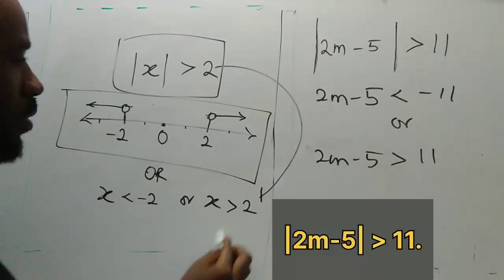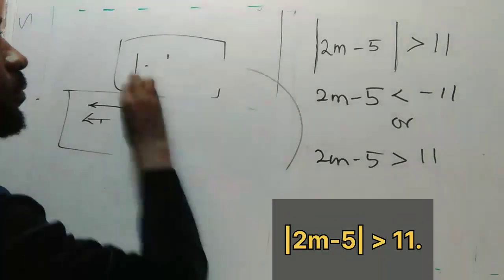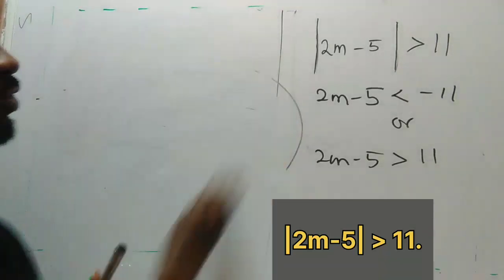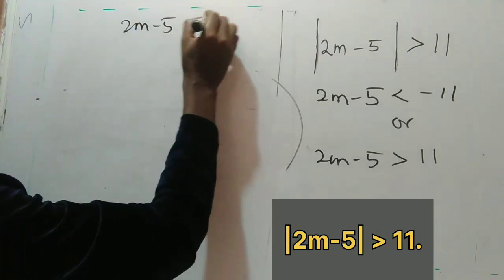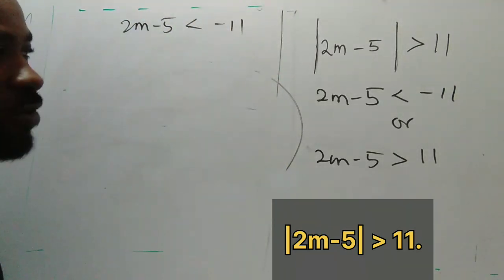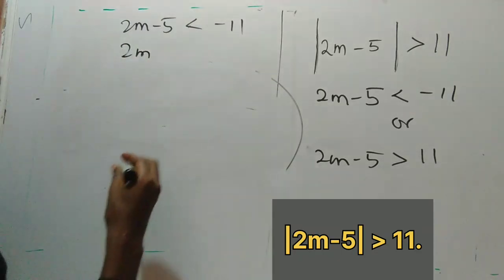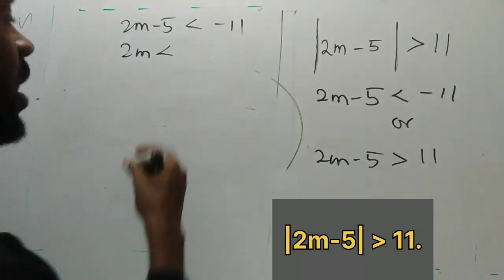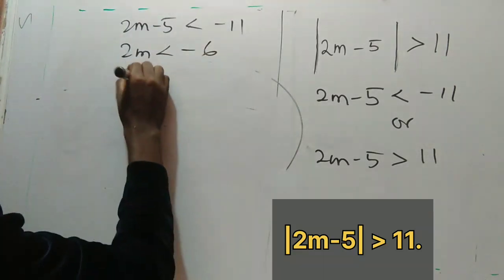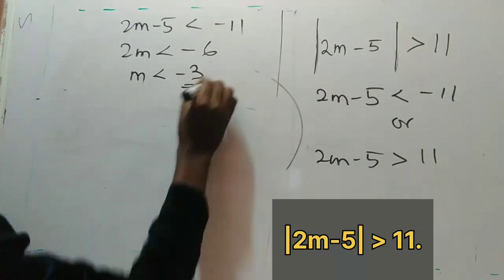So let's do that now. Let me wipe this off and then we go ahead and solve. Let's start with this. I have 2m minus 5 is less than -11. So 2m is less than, when this crosses over it becomes +5, so I'm left with -6. Therefore my m is less than -3. So this is my first value.